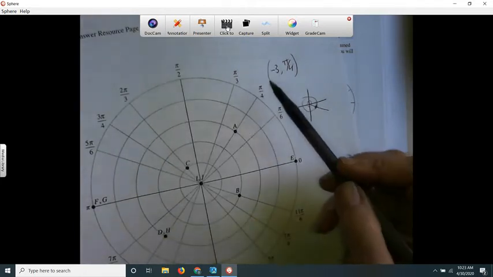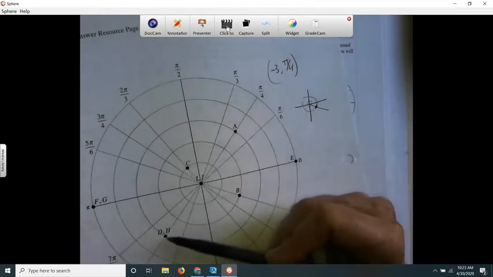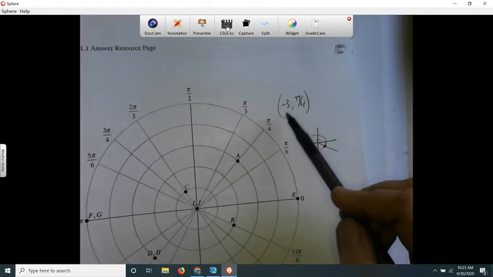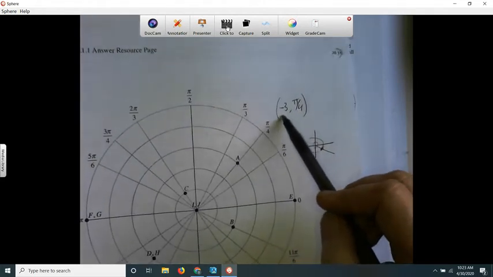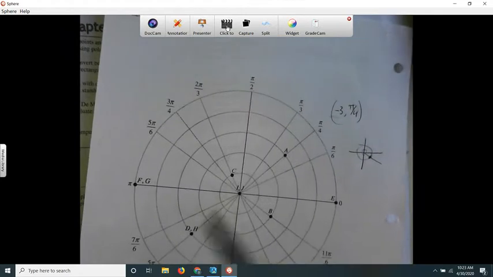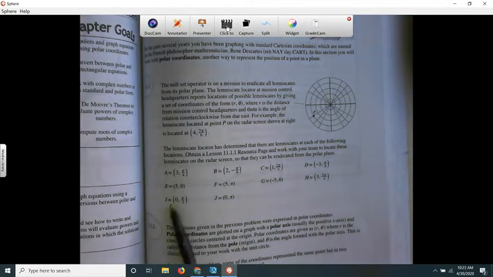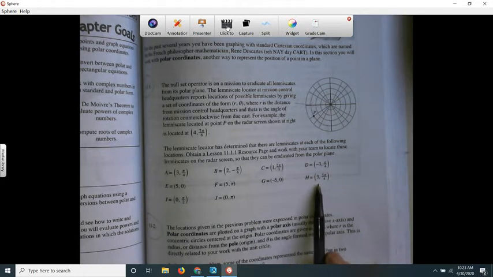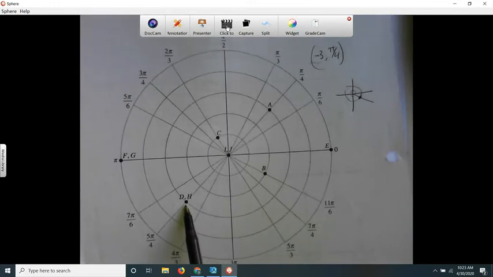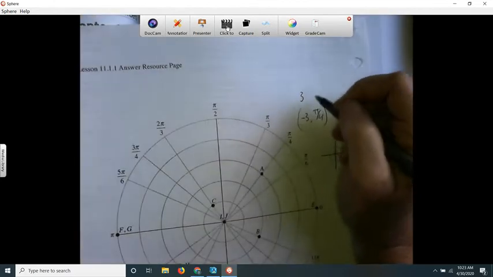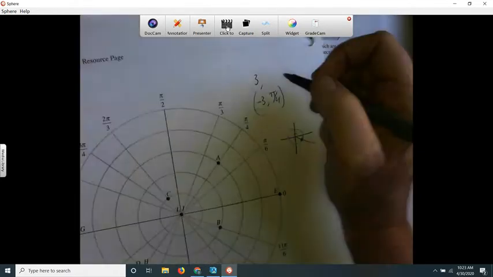That is (negative 3, pi over 4). Okay, so if the magnitude or the radius is negative, you reflect across the origin. And then let's look at letter H, because it says letter H occupies the same spot as letter D, and letter H is (3, 5 pi over 4).